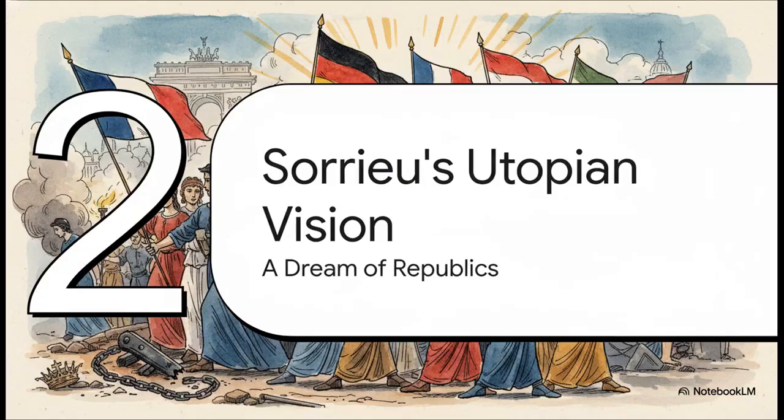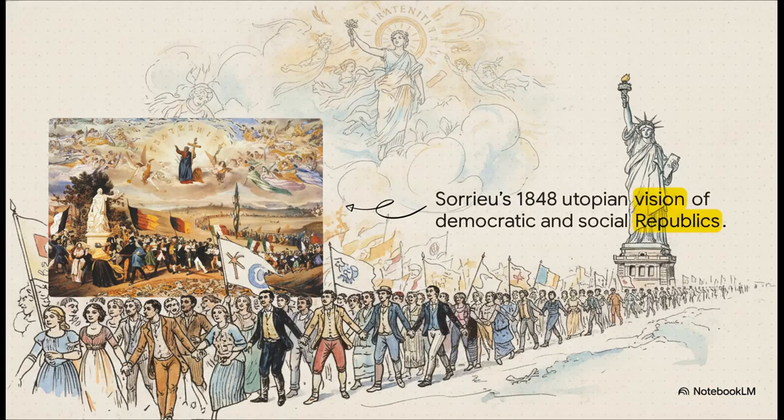Moving on to Section 2, Sorrieu's utopian vision. To really see how this massive explosion of visual nationalism kicked off, we have to travel back to 1848. This was a year of literal revolutions across Europe, and we need to look at this absolute masterpiece by the French artist Frédéric Sorrieu. Now, what's really interesting here is the sheer scale of his dream. He visualized a world made up of what he called democratic and social republics. Just look at that incredibly long train of people. You've got men and women of all ages, all social classes, just marching together, offering homage to the Statue of Liberty as they pass right by her.